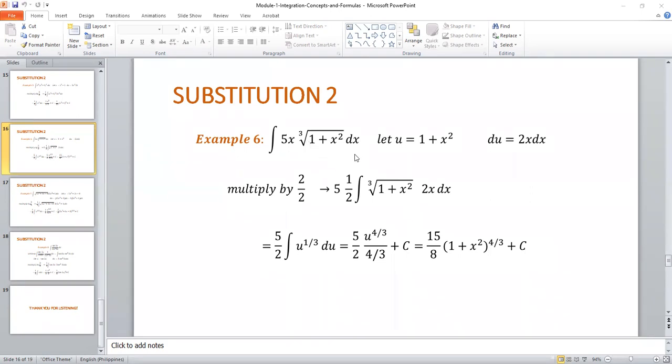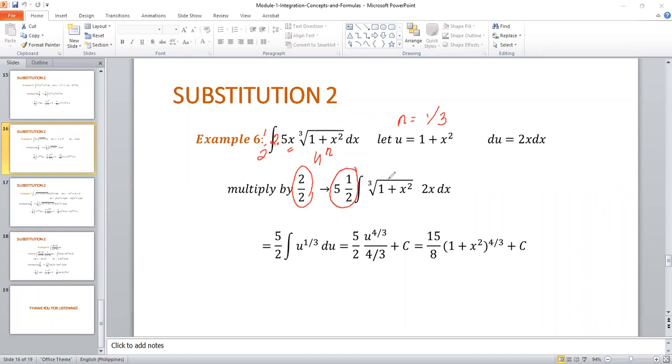Now, if you choose the u as 1 plus x squared, your n is 1/3, meaning this is your u raised to n. What's the derivative of 1 plus x squared? That's 2x dx, right? Derivative of x squared is 2x dx. 1 is 0. You already have the x here, but you don't need the 5. So what you do, you place the 5 outside, but you need to multiply by 2 over 2 because you need a 2 here. I place a 2 there. And of course, you place 1/2 outside. So this 5 and that 1/2 is here.